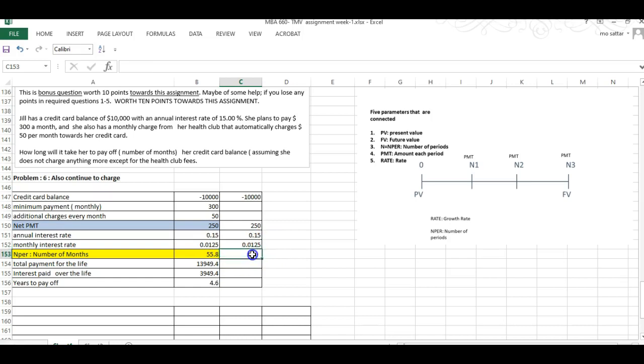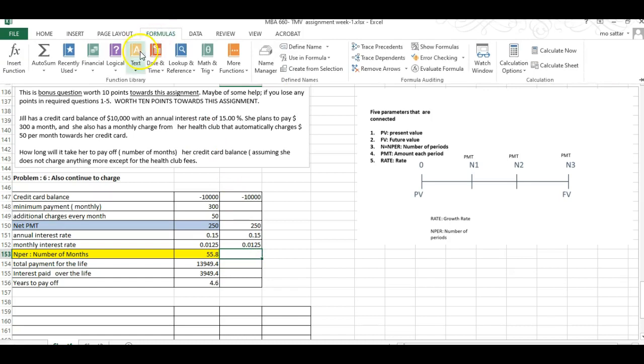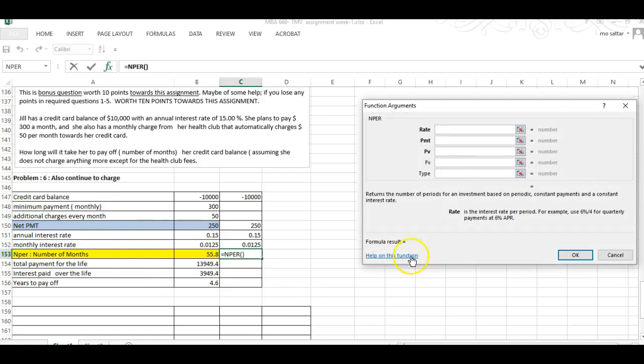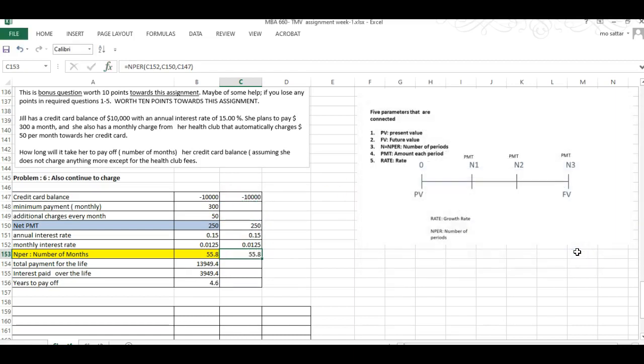Now, if I want to calculate the number of periods, do the same thing. You go to the formula, go to financials, go to the NPER. The rate is going to be, again, monthly. Payment is $250. Again, why $250? Because she's paying $300, but then it's a $50 charge every month, so net is $250. Present value is the amount she owes right now, and if I click it, it will take her 55.8 months to pay off.